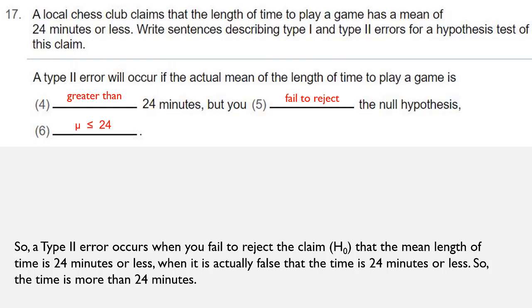When you know what type of error it is, that's going to tell you what the second entry was, right? Because a type 1 error is where we reject the null hypothesis, and a type 2 error is when we fail to reject it, so that told us what that second blank was going to be just by the type of error, and then we really just had to figure out what that first blank was going to be. So we've got greater than, failed to reject, and mu less than or equal to 24. And that's your answer.